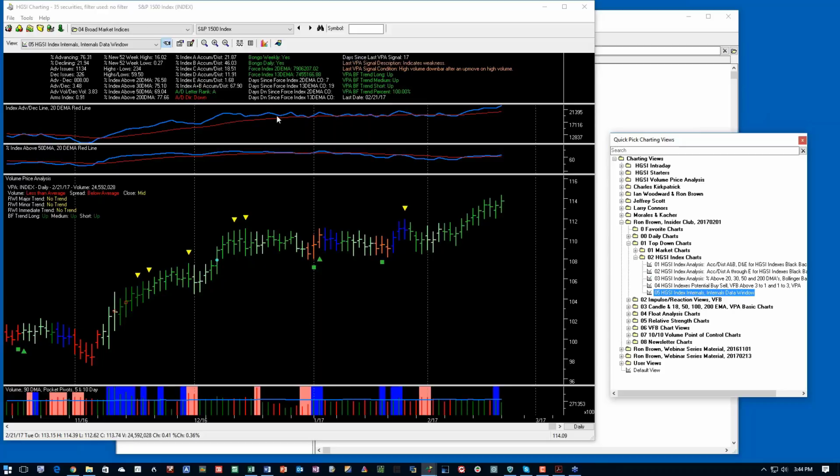But this chart right here, number 5, shows me what happened in the S&P 1500 today. You can see that 76% of the stocks advanced, 22% declined, and the rest were essentially unchanged. Today, 16% of these stocks in this index hit a new 52-week high. Now, that's a lot of stocks hitting a 52-week high.